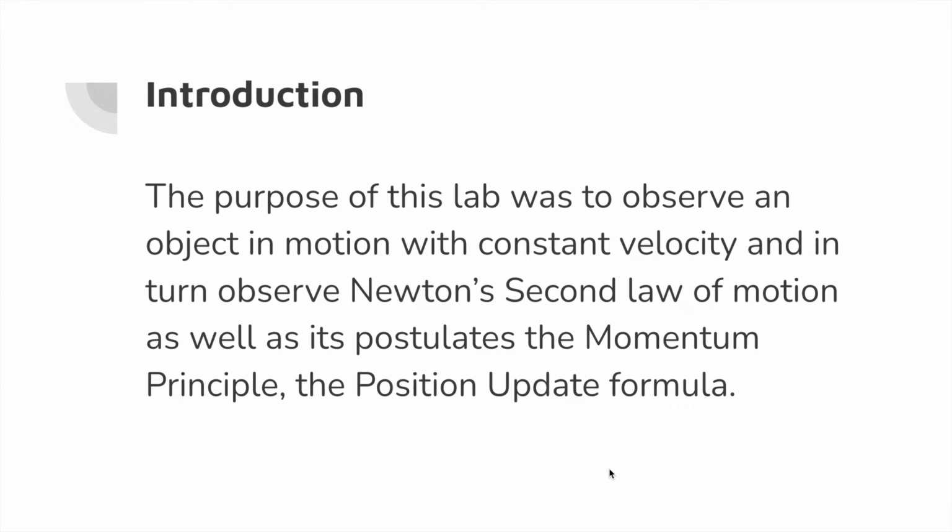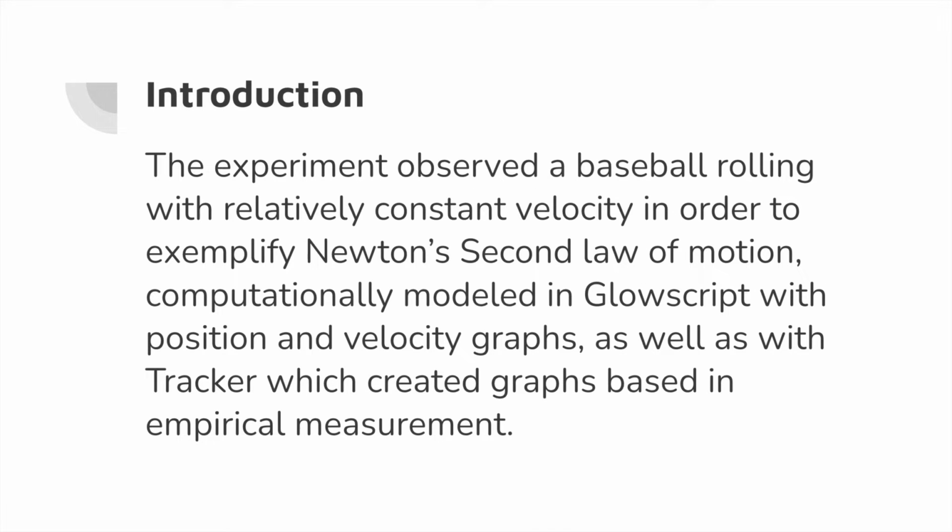Introduction. The purpose of this lab was to observe an object in motion with constant velocity and, in turn, observe Newton's second law of motion, as well as its postulates, the momentum principle, and the position update formula. The experiment observed was a baseball rolling with relatively constant velocity in order to exemplify Newton's second law of motion. Computationally modeled in GlowScript with position and velocity graphs, as well as with Tracker, which created graphs based on empirical measurement.